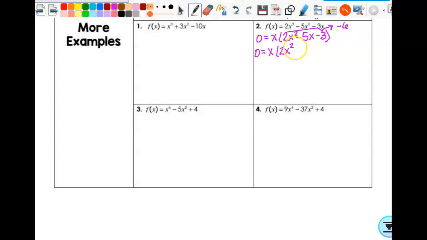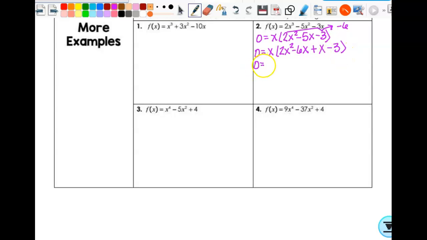2x squared, so I've got to split my middle term. Two numbers that multiply to give me a -6, combined to give me a -5. -6 and +1. Cannot be 2 and 3, even though 2 times 3 is 6 and 2 plus 3 is 5, because the signs have to be opposite. So it is -6 and +1.